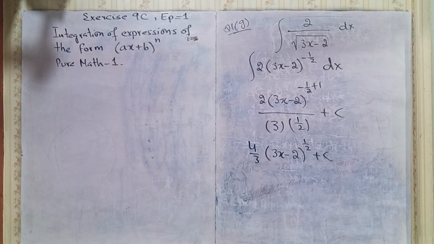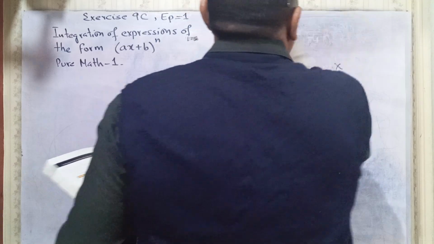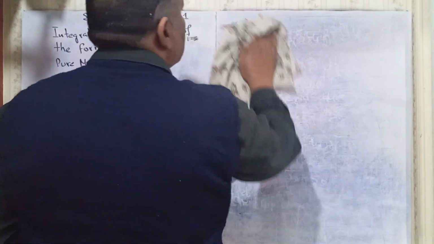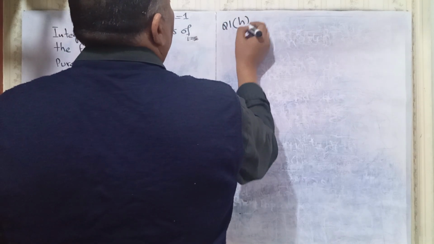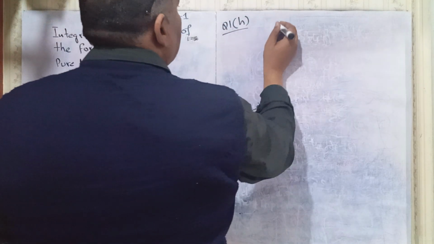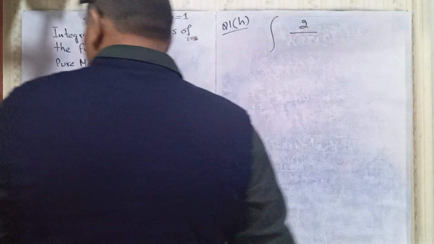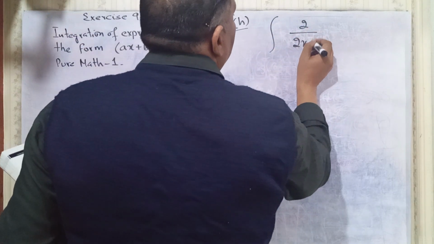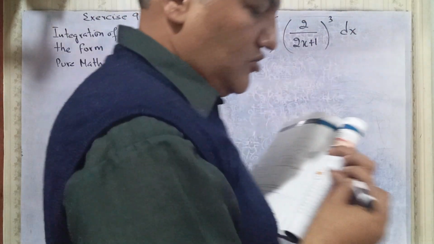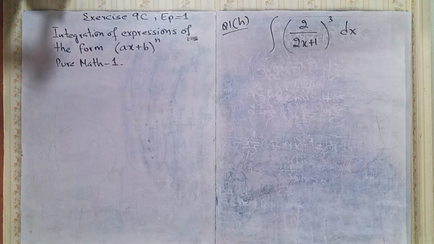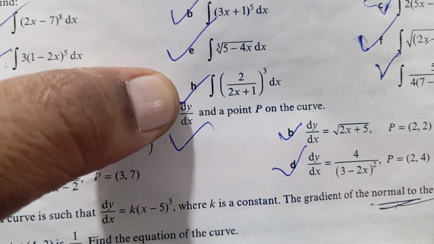Now we are on the H part. We will do the H part. Question number 1, and its H part. So it says integrate 2 divided by (2x plus 1), and the whole thing raised to power 3, d of x. Okay, so let me show you the H part. Here we have the H part.